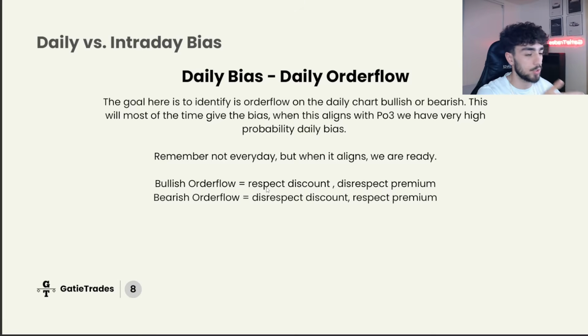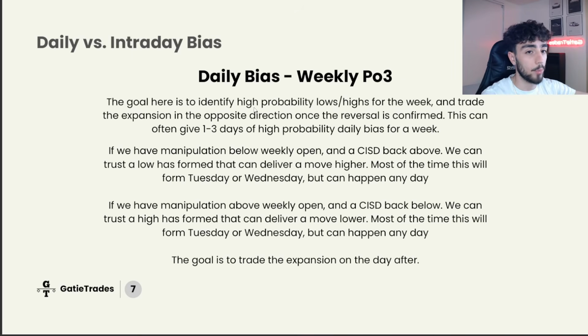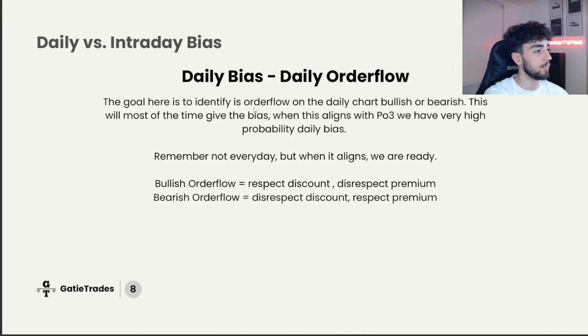Bullish order flow is respecting discount, disrespecting premium, pretty much an uptrend. And bearish order flow is disrespecting discount and respecting premium. Pretty much just a downtrend, right? It's pretty much that simple. So that's daily bias. I'm pairing weekly power of 3 with daily order flow.